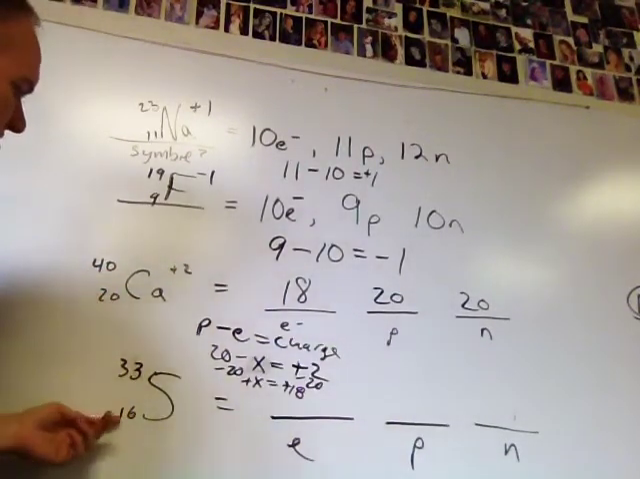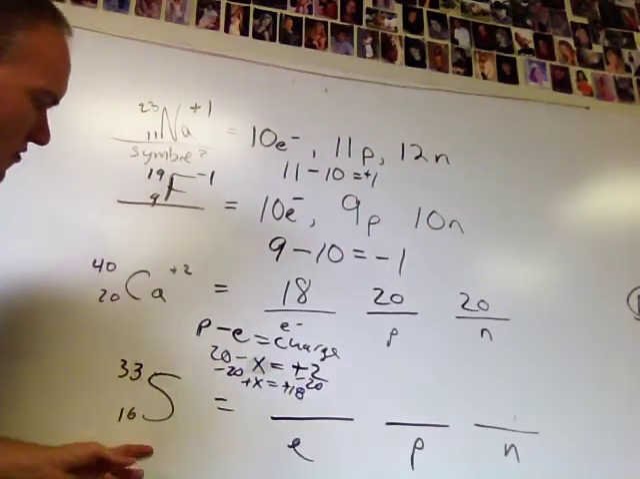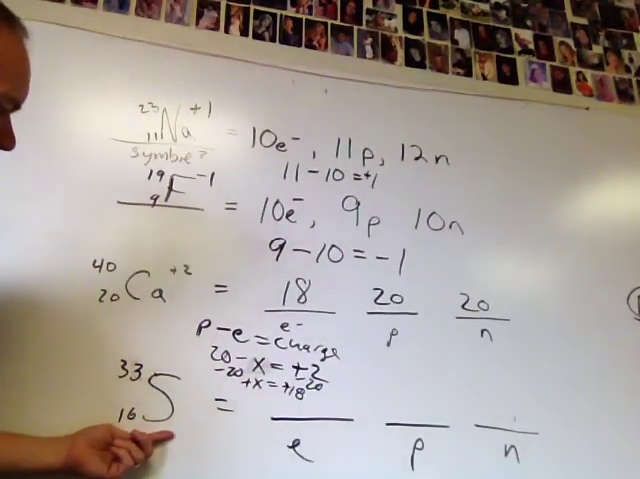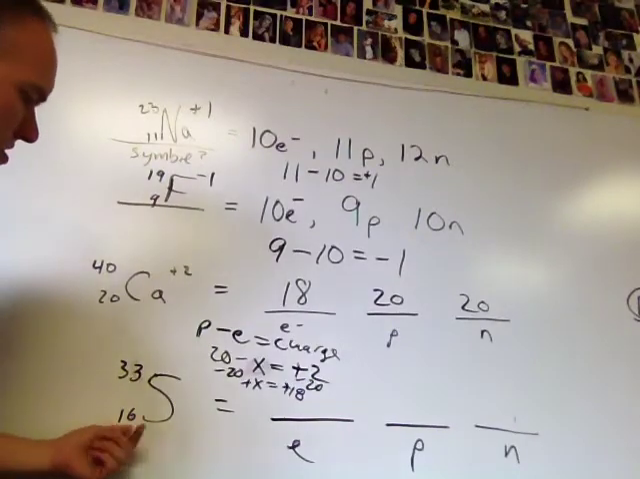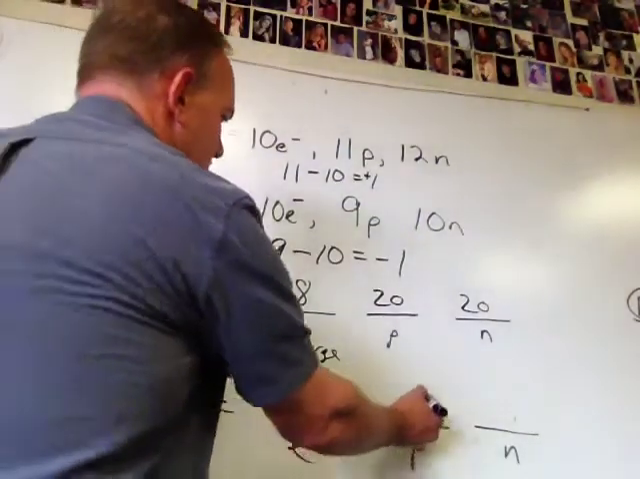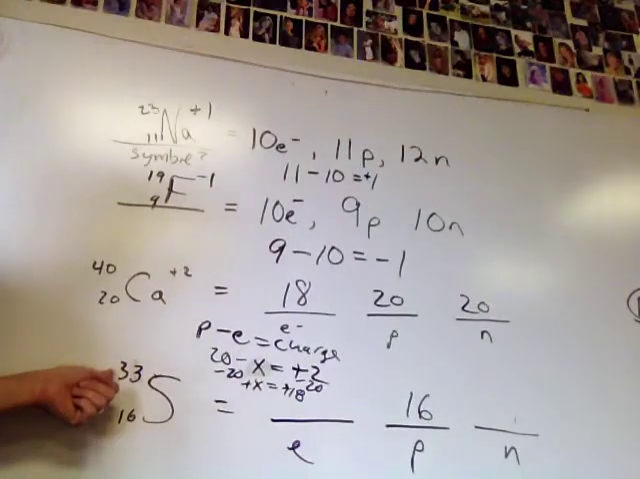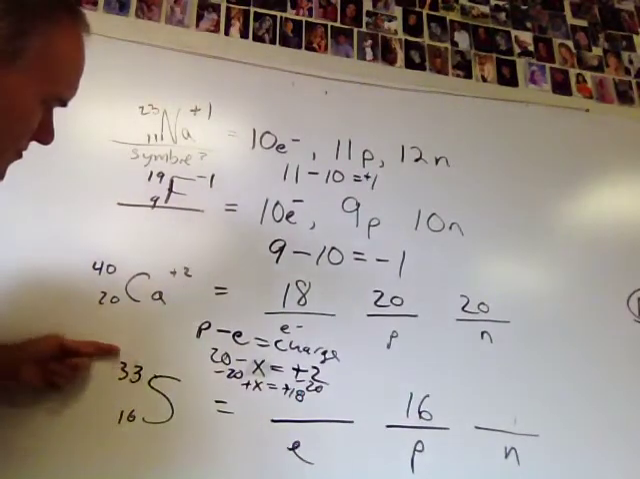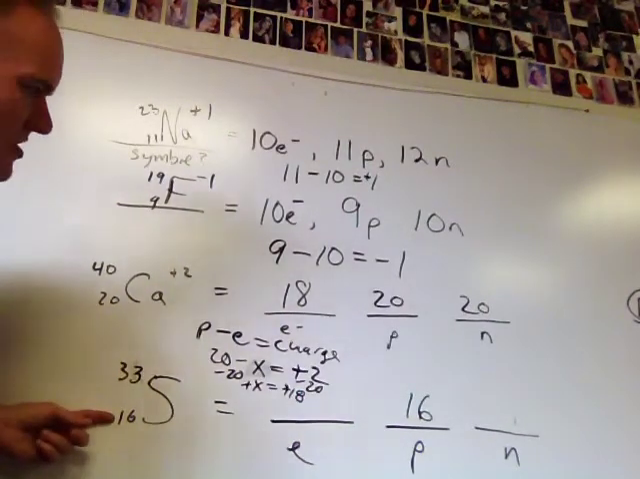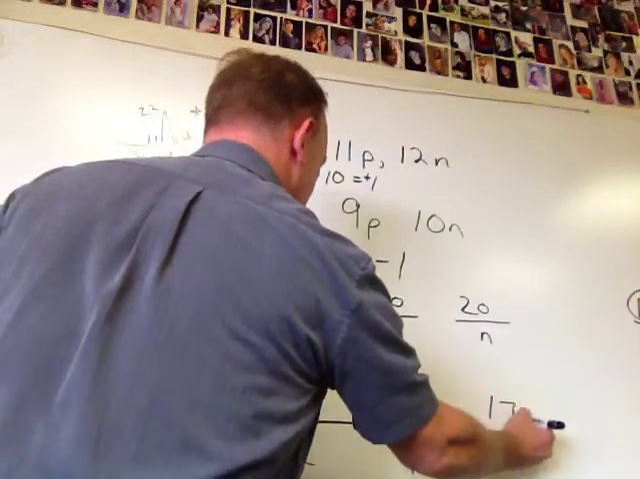In the final example here we have sulfur. Sulfur is element number 16, as we see here. So we know there are 16 protons. The neutron number again, mass number minus protons, we get 17 for that.